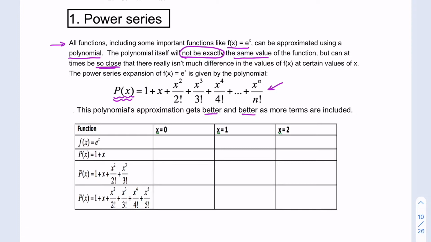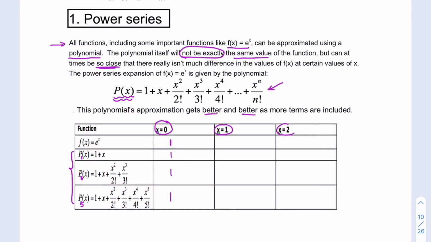For example, if we want to approximate the function value at 0, so e to the 0, the original function e to the 0 is 1. And these are the 3 different polynomial approximations: first degree, third degree, and fifth degree. So let's have a look at their value. We plug 0 in, everything equals 1. So at 0, everything is accurate.